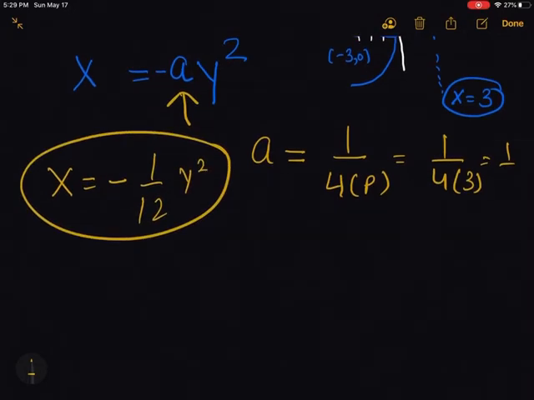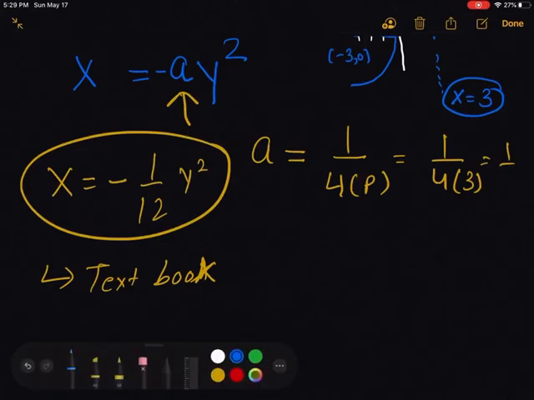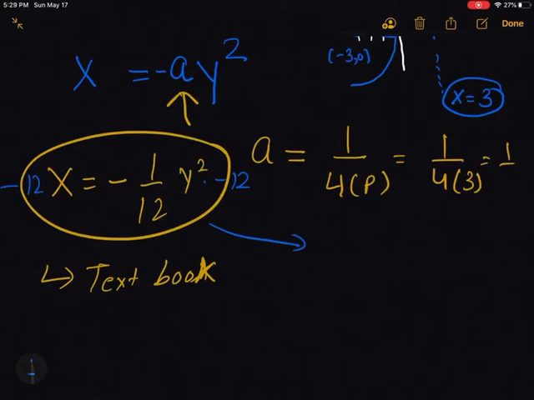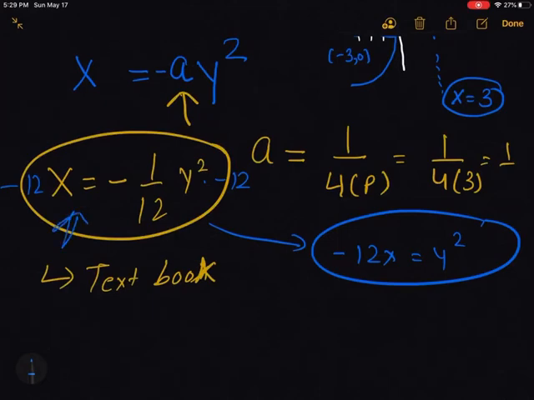And one more thing. Actually, I've noticed in your textbook, they actually simplified this equation one step after this. You know what they did? They actually multiplied both sides by -12. So on the back of the book, you'll see your answer as -12x is equal to y to the second. So don't get confused if you see something like this. You don't have to do it. Normally, I would prefer keeping it like this. It's easier, especially when you work backwards, which is going to be in the next few examples.